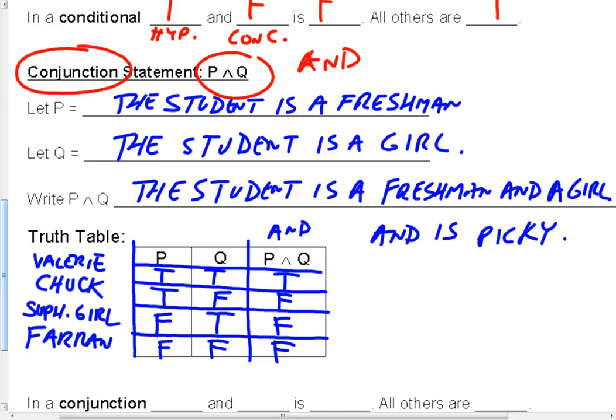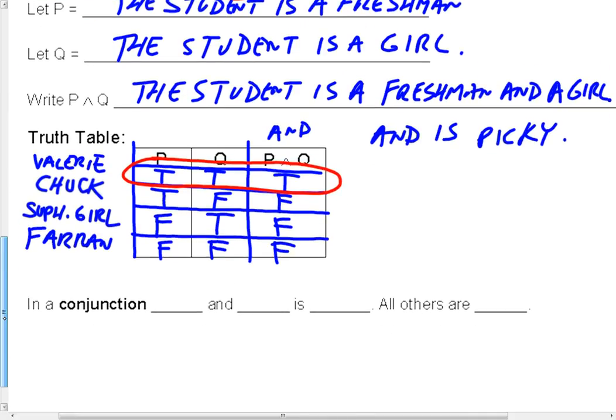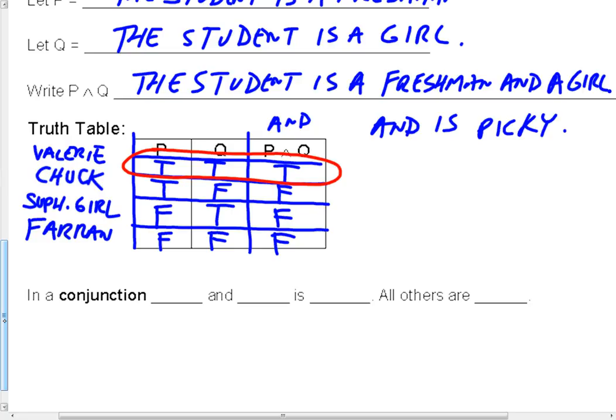And is picky. In order to move forward, if I were to place this in a big if-then situation in a program, the computer wouldn't be able to continue the program unless both parts are true. This is another exception situation, only this time, most of the outcomes are false. And the exception is when we have true, true, resulting in a true. They're not hypothesis and conclusions because we're not dealing with a conditional. It's just two ideas.